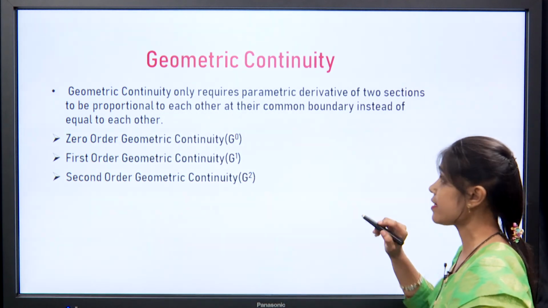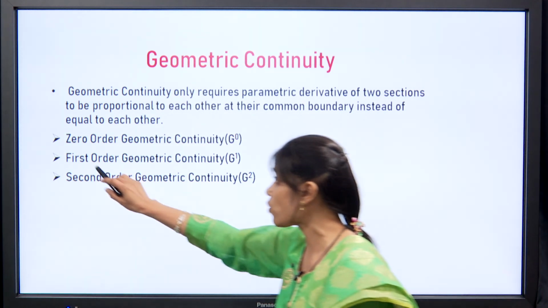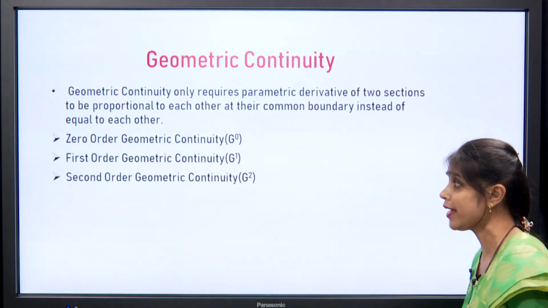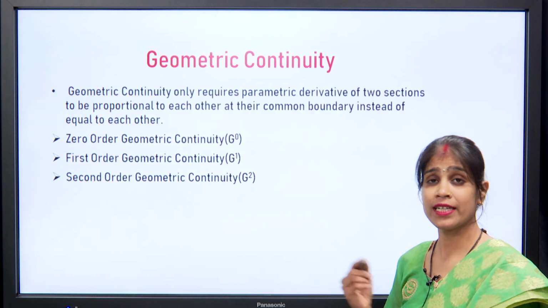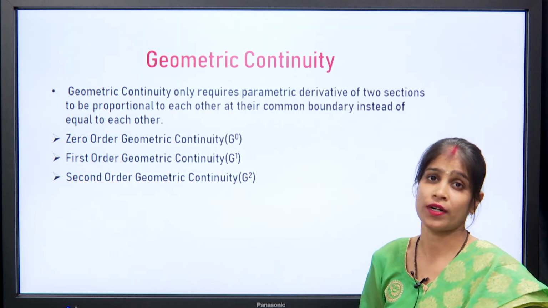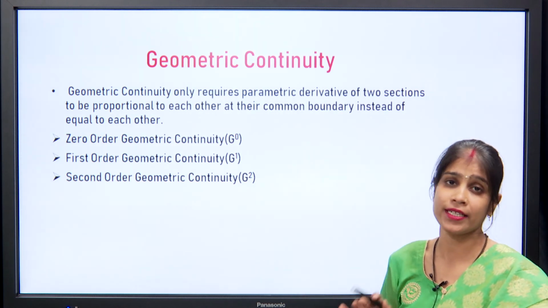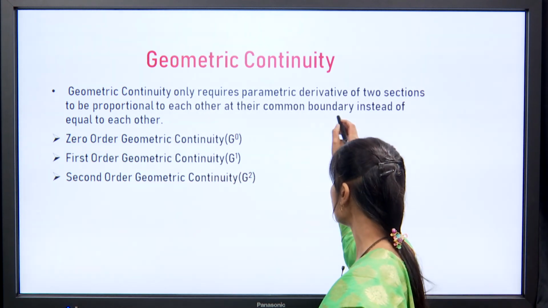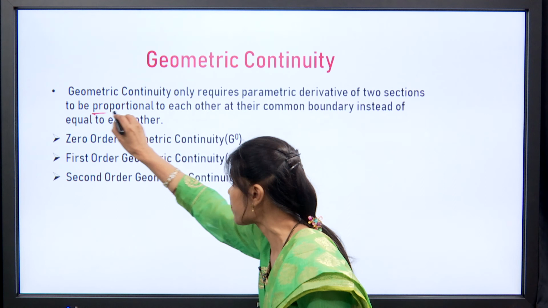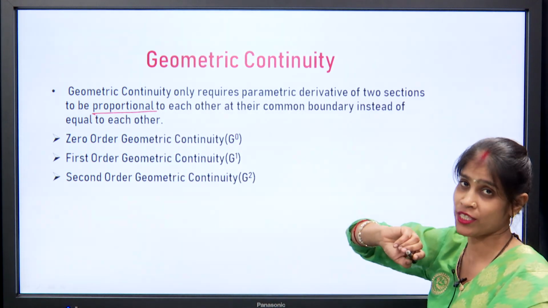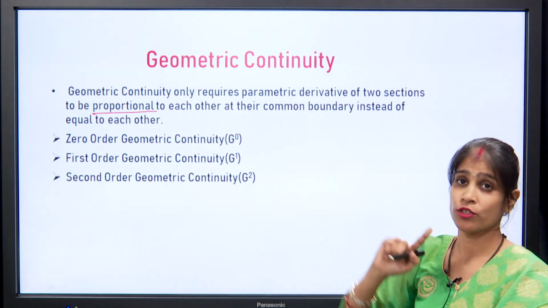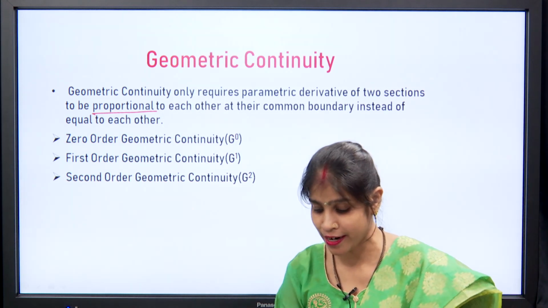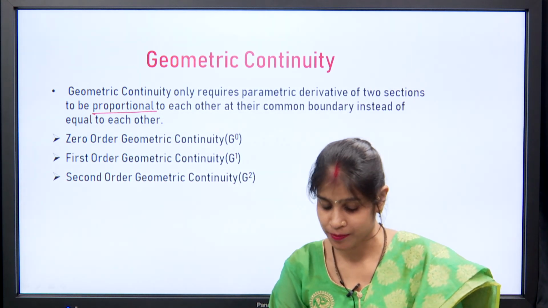So in this case, whether it is zero order, first order, or second order geometric continuity, whatever derivatives we find, we just check whether they are proportional to each other or not. We will not check for equality, we just check the proportionality. The term proportionality is used because the curves must be proportional to each other at their common boundary, not equal to each other. Equality will be checked in the parametric continuity.